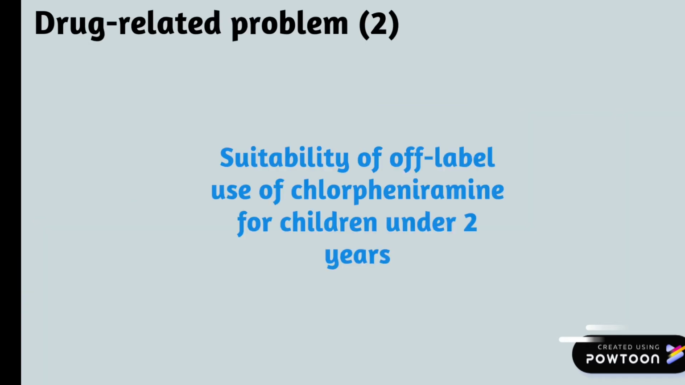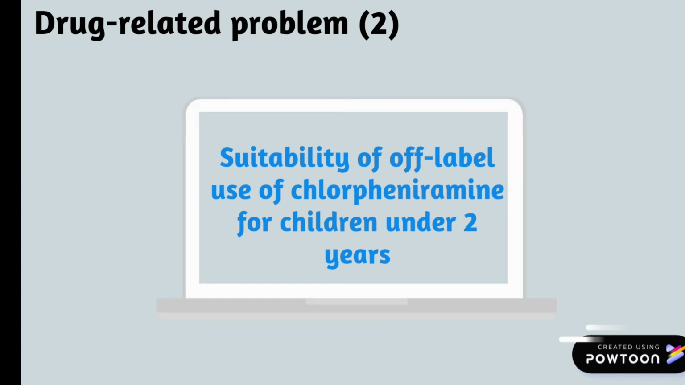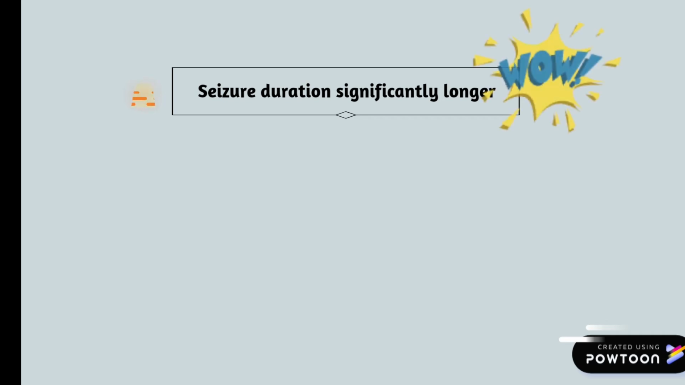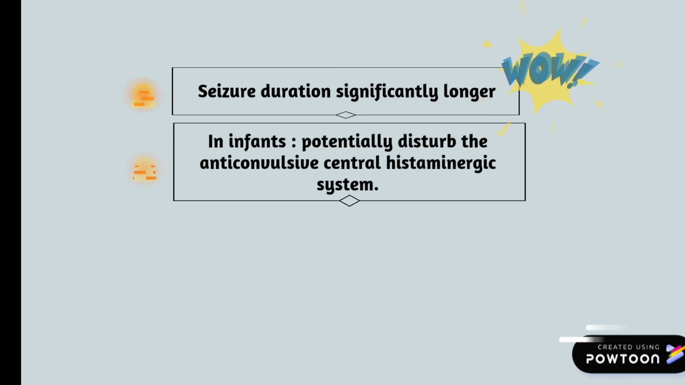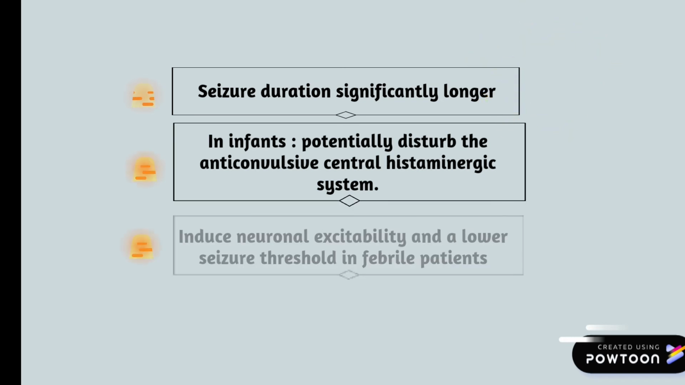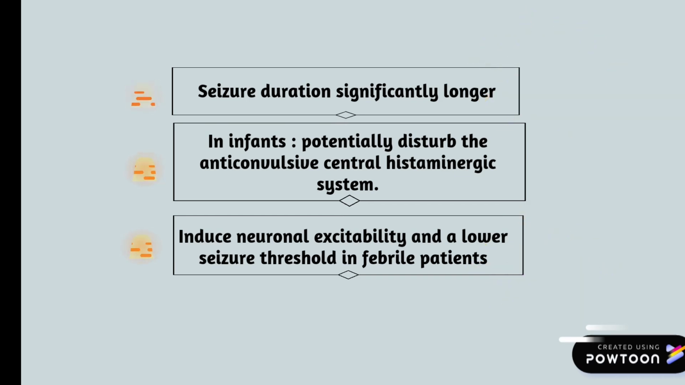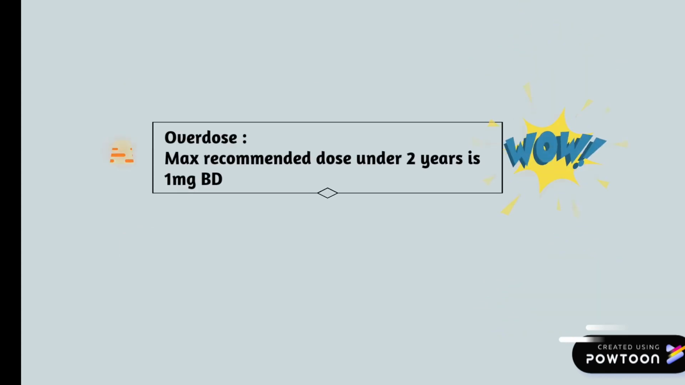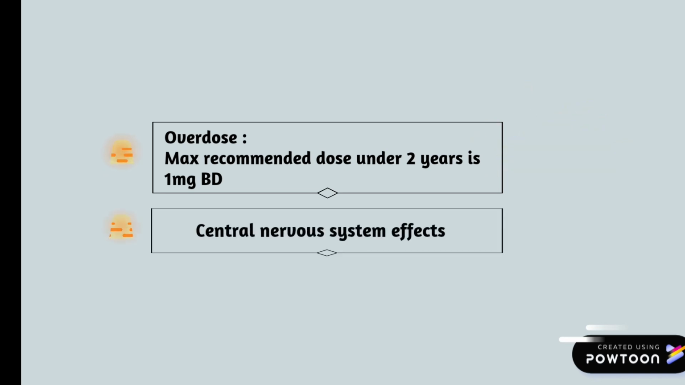The second problem identified would be the suitability of on-label use of chlorpheniramine for children under 2 years. This is because longer seizure duration is observed in patients receiving first generation antihistamine. Then usage in infants can also potentially disturb the developing central histaminergic system, with induction of neuronal excitability and a lower seizure threshold in vulnerable patients, since both mechanisms are controlled by the central histaminergic neurons. Maximum recommended dose under 2 years is 1 mg BD, but the patient is receiving 1 mg STAT then 1 mg TDS. Next, the central nervous effect makes it unsuitable for patients with febrile seizure.